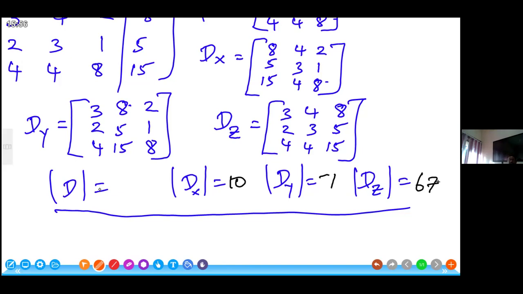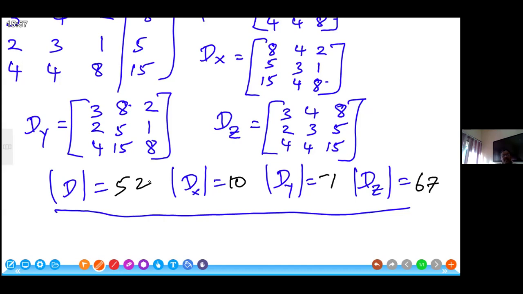Anyone getting a similar answer? It's 52, sir. 52, yes. All right, how about the others? Dx, dy, dz. D is 4. Dx is 10.